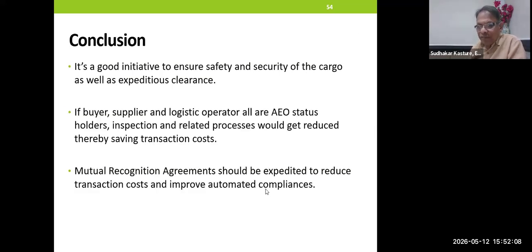So, in conclusion, it is a good initiative to ensure safety and security of the cargo as well as expeditious clearance. If buyer, supplier, and logistic operator all are AEO status holders, inspection and related processes would get reduced, thereby saving transaction costs. Mutual recognition agreements should be expedited to reduce transaction costs and improve automated compliances. As I already told you, 9 agreements are signed, 30 agreements are in negotiation.